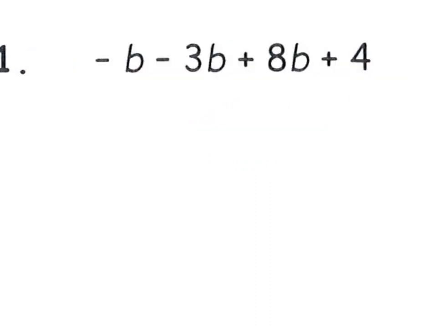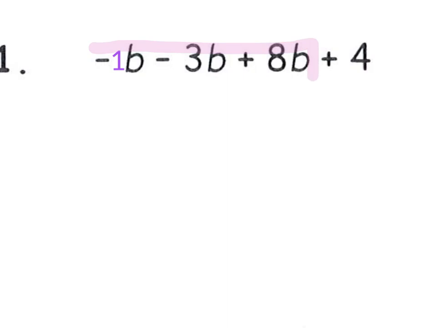Okay, on to number 11. So now I'm looking again, looking for variables first. The first thing that I see is I have just a lot of b's. So I have a negative b. Now, when I have this negative b, it really is telling us that there is a 1 with the b. It's like a negative 1b. So I'm going to put a 1 next to the b here. So now when I highlight my like terms, I can see that it's actually like a negative 1.